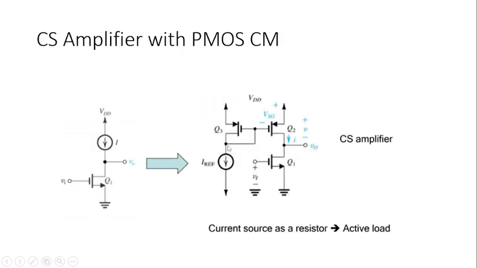And this Q3 is diode connected. Whatever current is being applied here is going to be replicated across your Q2. All right. So this is mirroring it here. And now the input has been applied across your gate, and the output has been taken from your drain from here. This is your common source amplifier with PMOS current mirror.